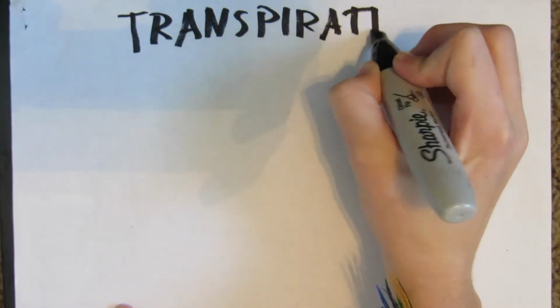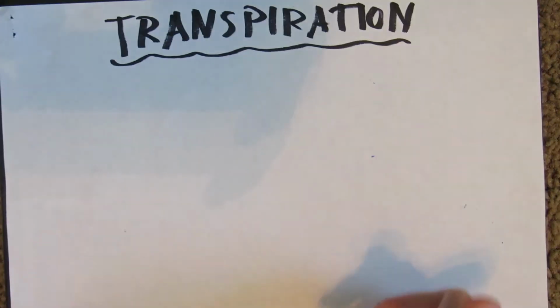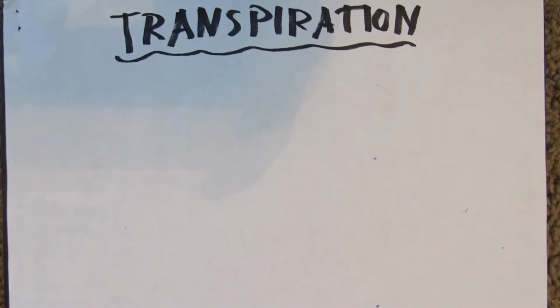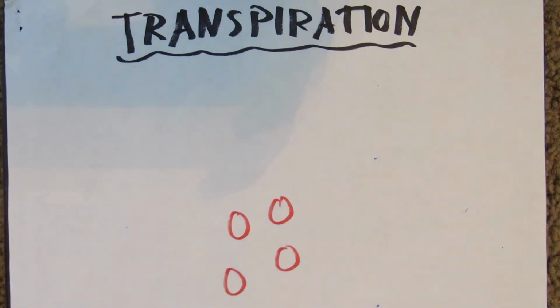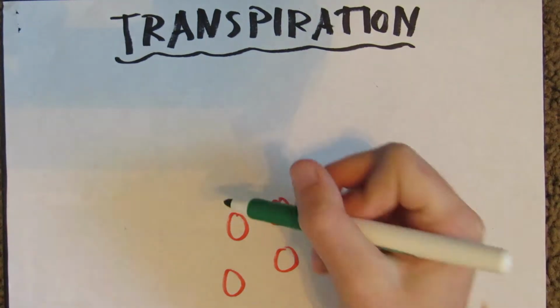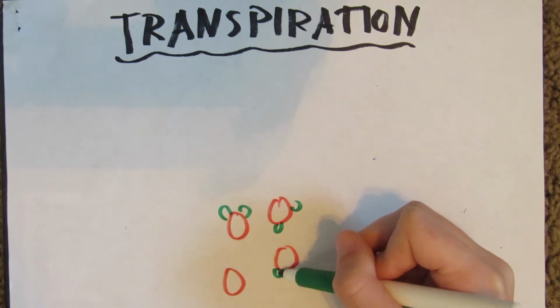Now we're going to talk about transpiration. Basically, the rate that the xylem transports water and minerals depends on the rate of transpiration in the plant. So if photosynthesis isn't happening, neither is the transfer of water and minerals up and down the xylem.